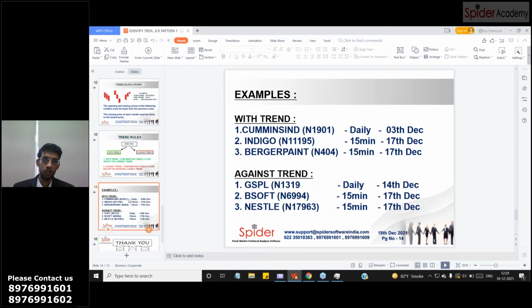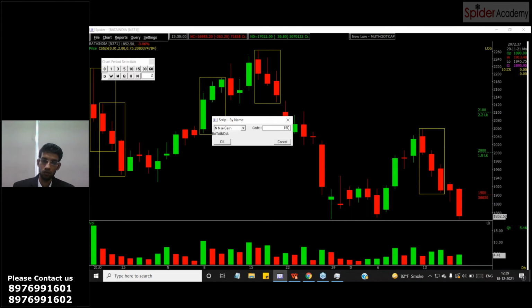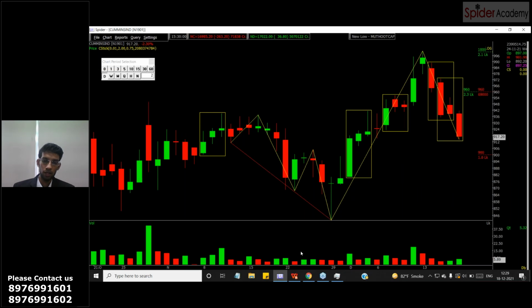Okay, so I have an example first with the trend. It's Cummins India on the daily chart, 3rd December, sorry. And the date is 3rd December. Okay, so this is the pattern. Here you can see this is an advanced block, one of the patterns we discussed today. You can see the highest high will be this, the third one. So if any candle is closing above the highest high of all these three candles, you can see on the 7th the candle closes above that high.